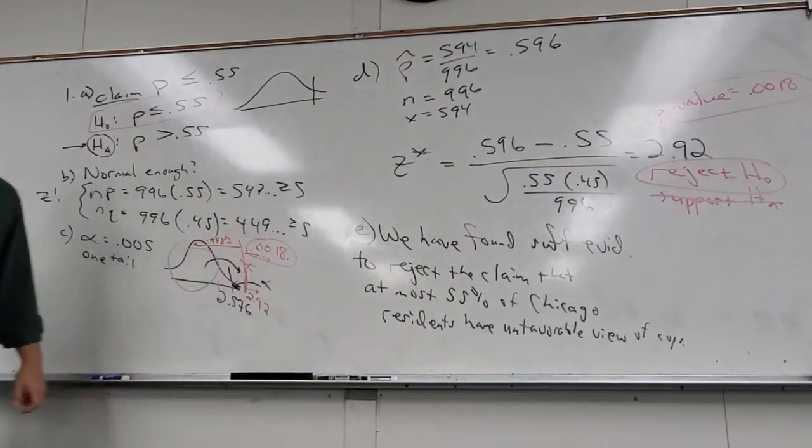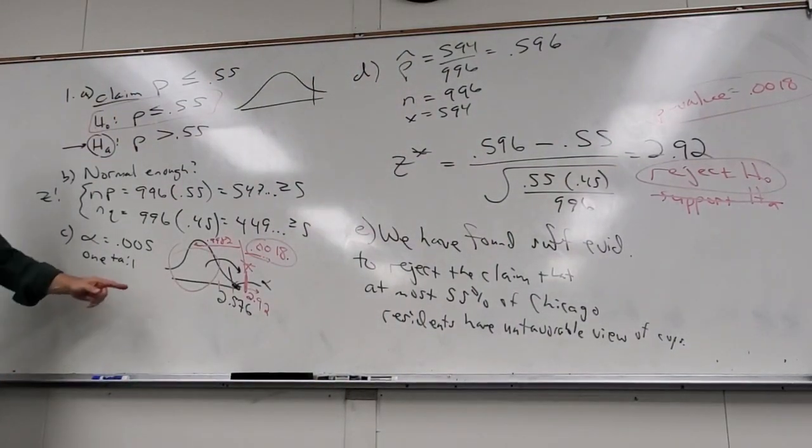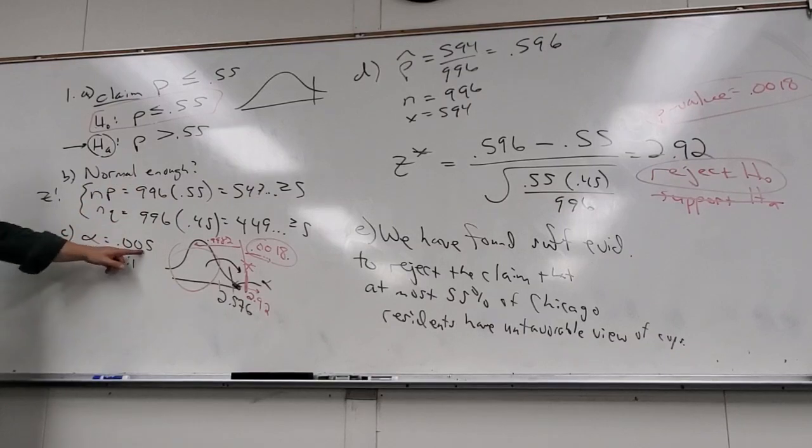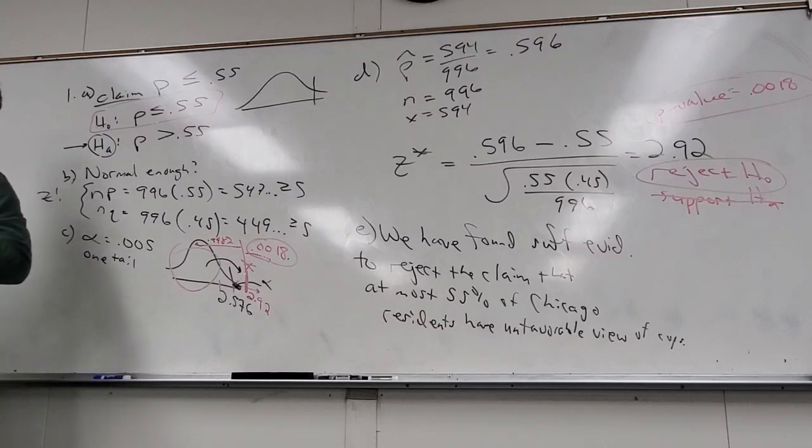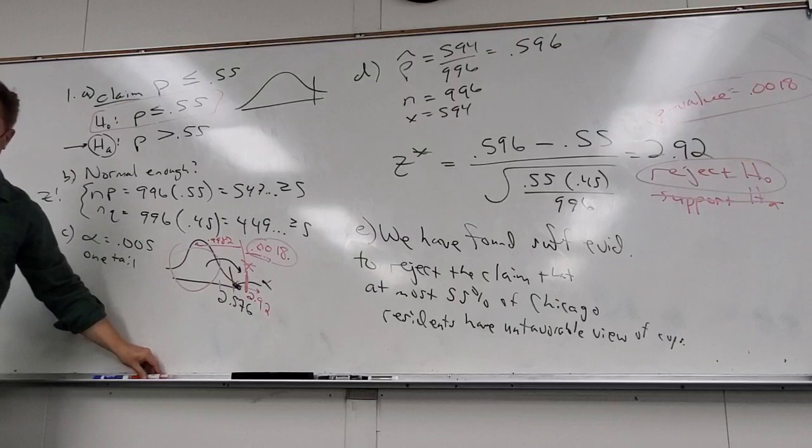So the acceptable probability was 0.005. We got something even lower than that. That's another way to kind of see if we reject the null, is to just look at the p-value.